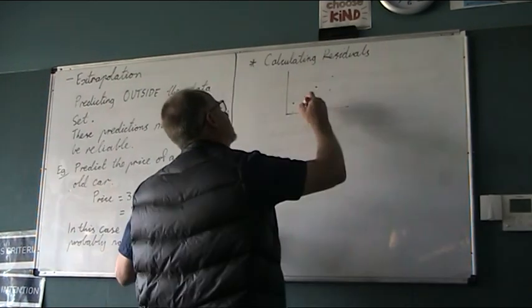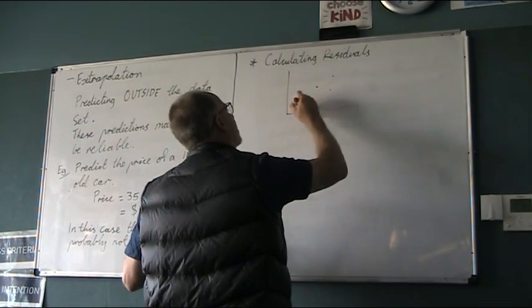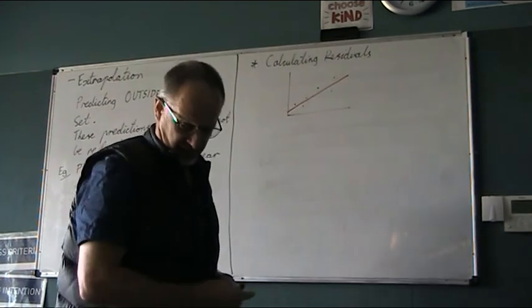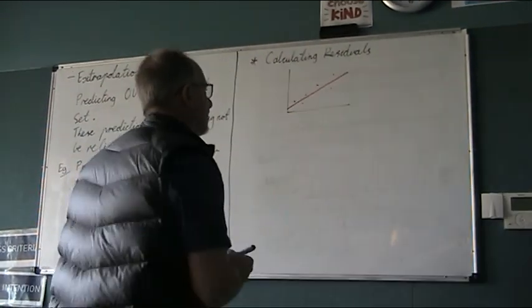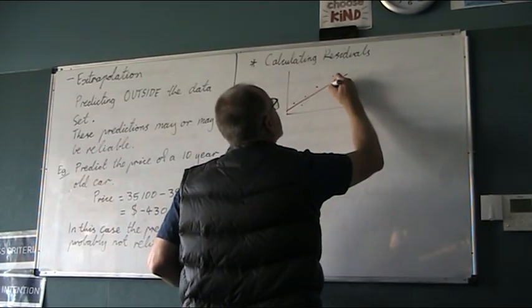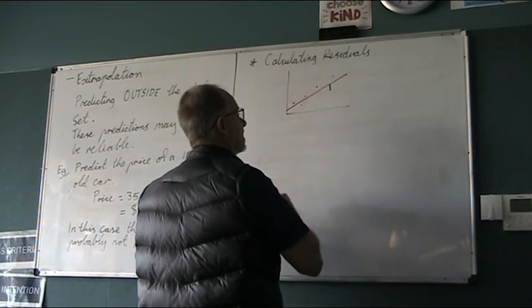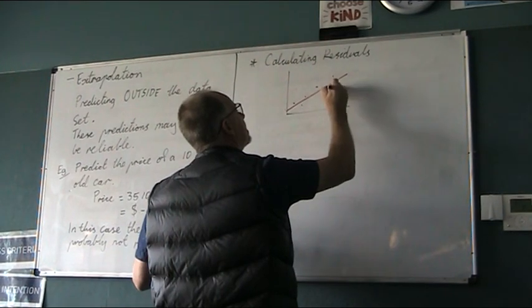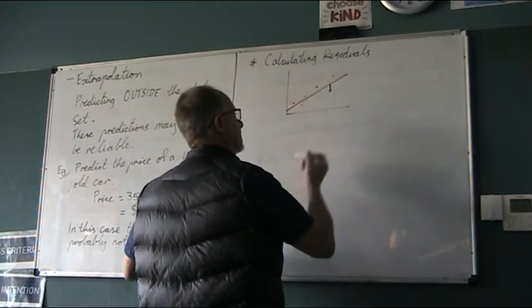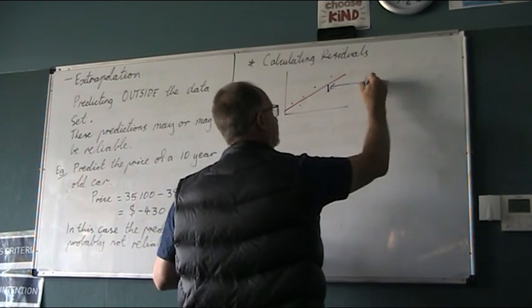Here's our regression line going through there like that. And so the vertical distance between the point and the line, these things here, that's our residual.